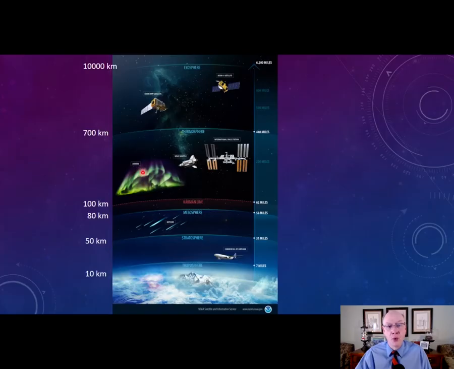In fact, aurora, which are the interaction of charged particles from the sun striking the Earth's atmosphere and making it glow, aurora can occur above 100 kilometers in altitude. And then we have the Space Shuttle and the International Space Station, for example, orbiting up there around 400 kilometers or so. Then we have the low Earth orbits up there at those altitudes and a little bit above that.